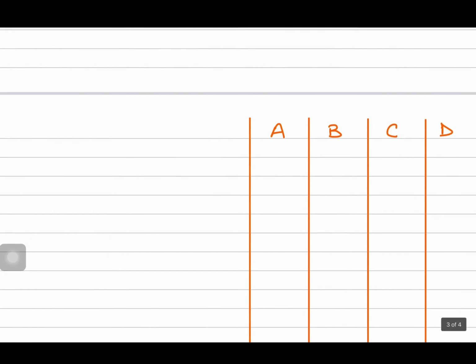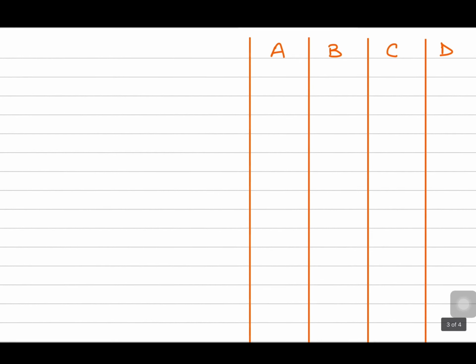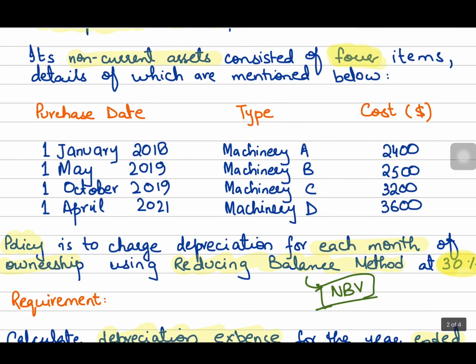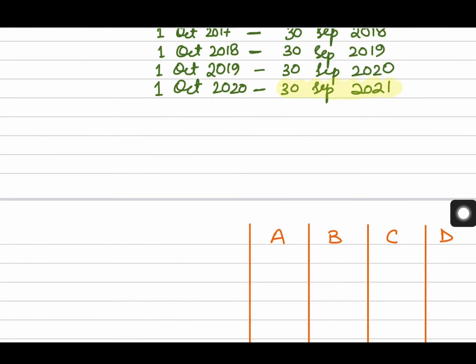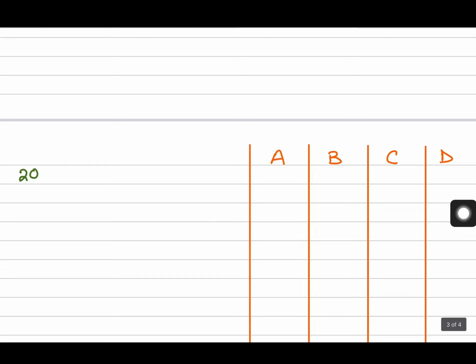Now let's begin. We'll be following the vertical format in order to calculate depreciation on all of these separate assets, because we'll be charging it on the net book value, so that it will be easier for you, because you don't have to calculate the net book value again and again for each year. So the first asset, that is machinery A, is being purchased on 1st January 2018 at a cost of 2400. So this means that this is which year? This is the year ended 30th September 2018, right? So the first year ended is 2018.